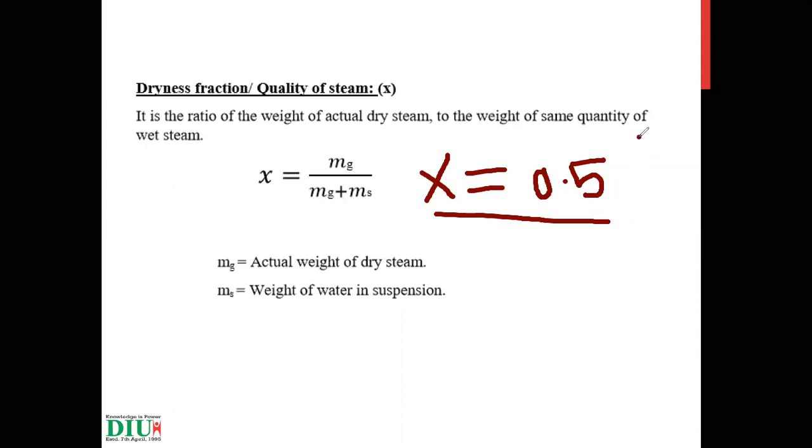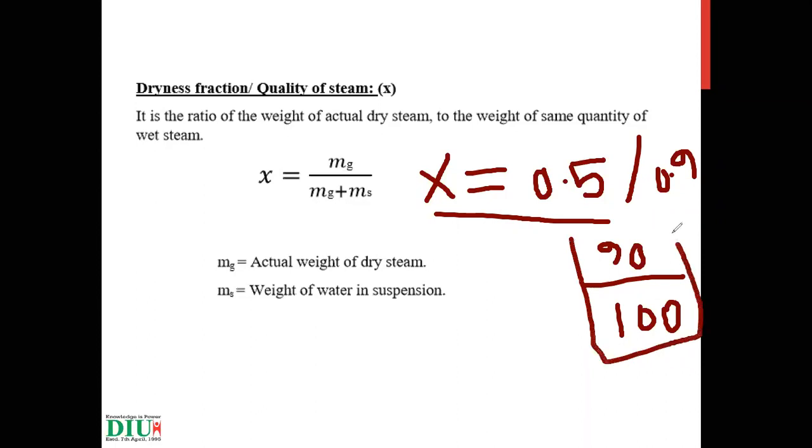Suppose, what is the meaning of 0.9? 0.9 means 90 by 100, that means 90% of your water has converted into steam. So this is a ratio. How can we represent it? The upper value will be the amount of dry steam, and the lower value will be the total water we took.